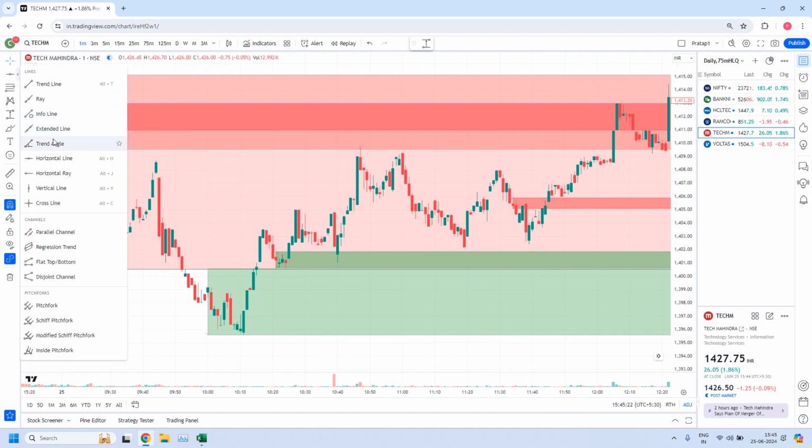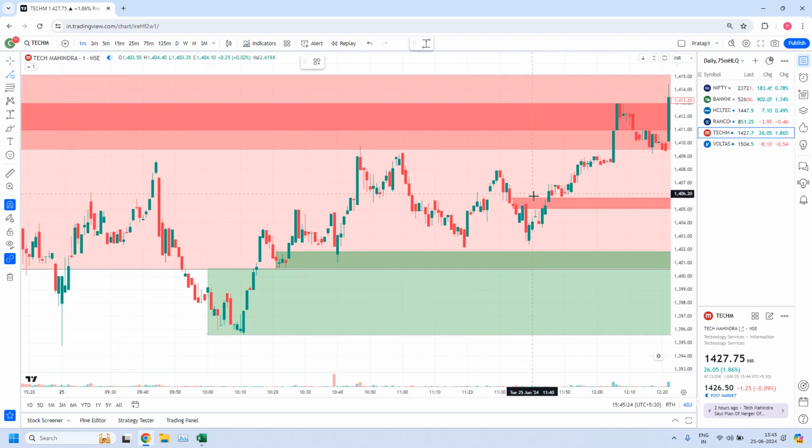Let me draw the info line. Trailing stop, if you would have taken a trade somewhere here, this is the profit, 1 rupee 60 paisa profit you would have got. Okay, instead of getting a loss, you would have got some profit. That is what I am trying to say.